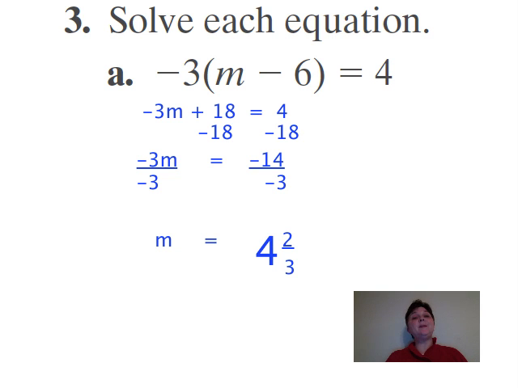Pause the video if you need more time to copy down this problem. Don't forget to record any questions you might have that we can discuss in class tomorrow.